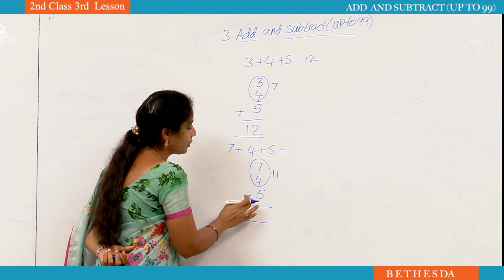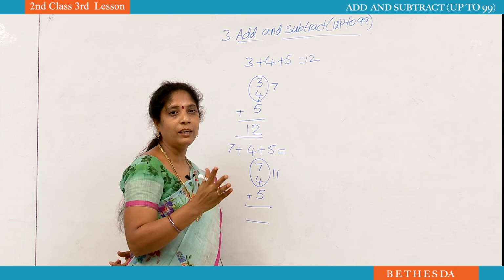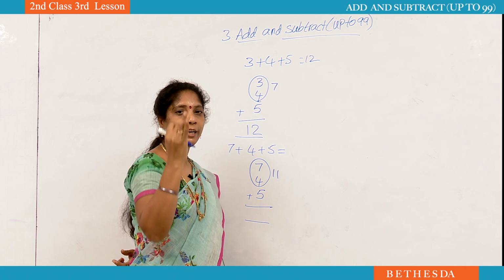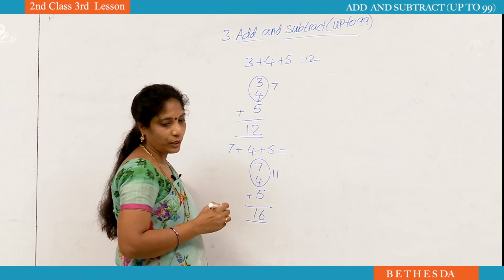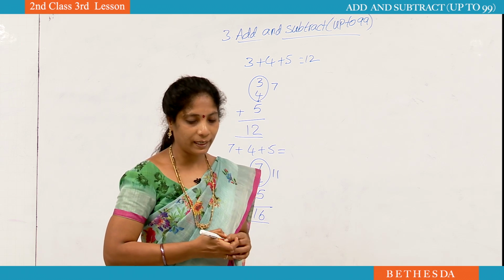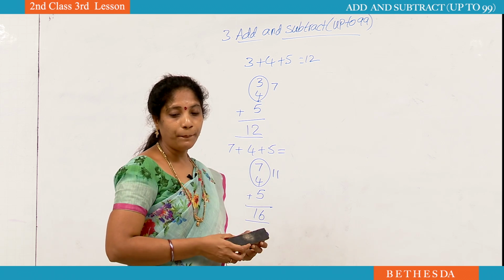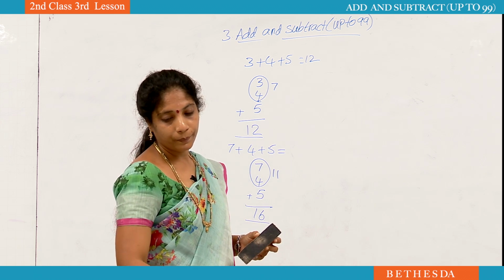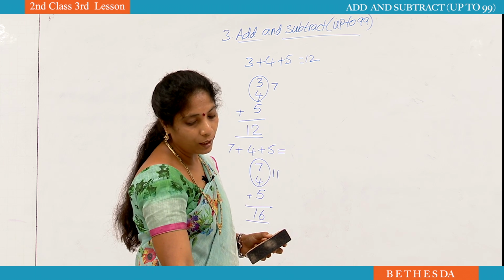Now 11 plus 5. 11 is in my mind, 5 is in my hand. After 11, 12, 13, 14, 15, 16. Like this you have to do additions. Page number 48 additions, you can complete that. By these additions, you can complete 3.5 also. See here, 3.5 also you can complete.